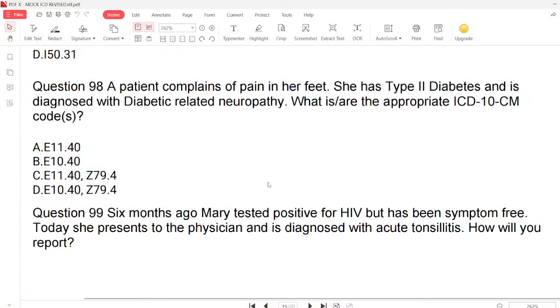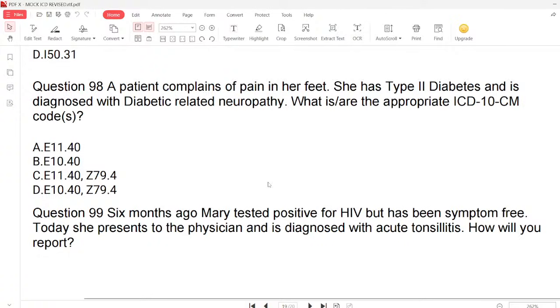I forgot to share. Two of my students passed their CPC examination last Saturday. One of them got 85 percent and the other got 90. I'm so happy. It's happy news for me.